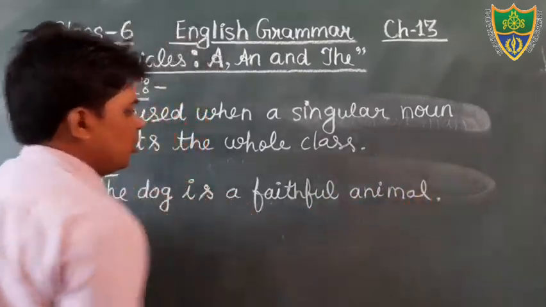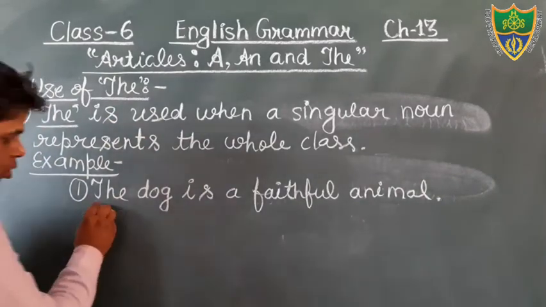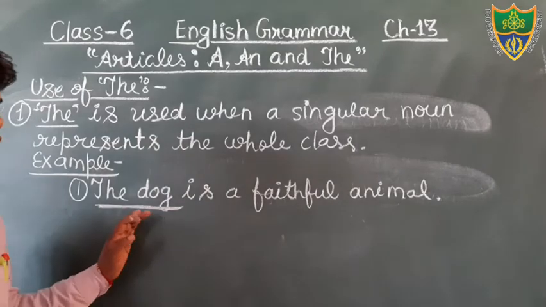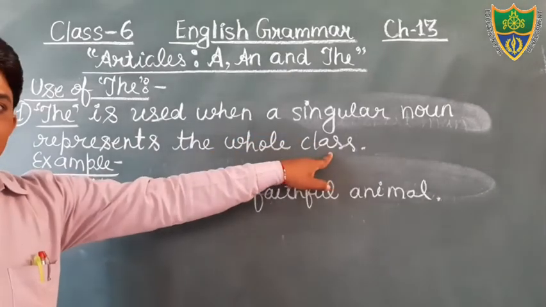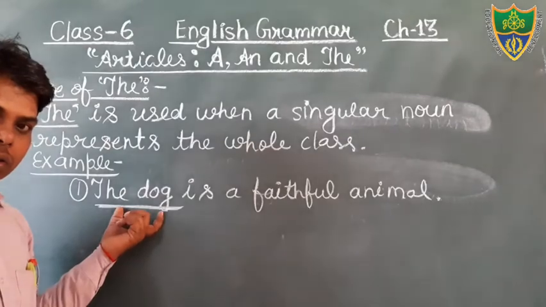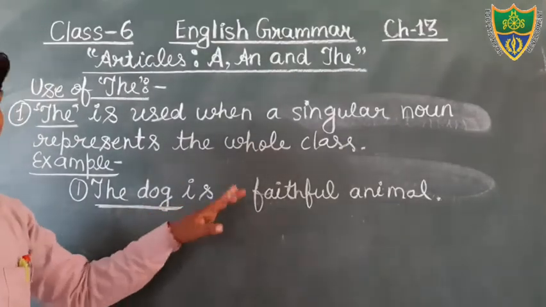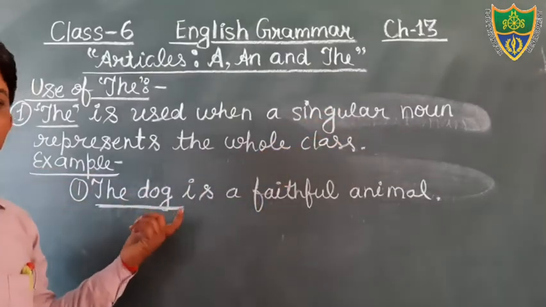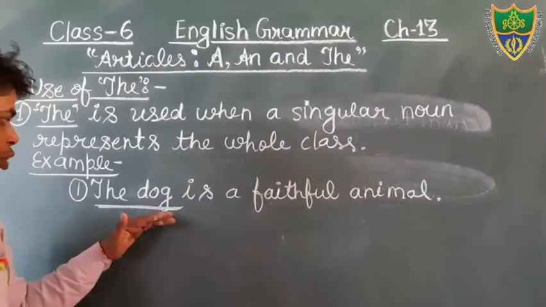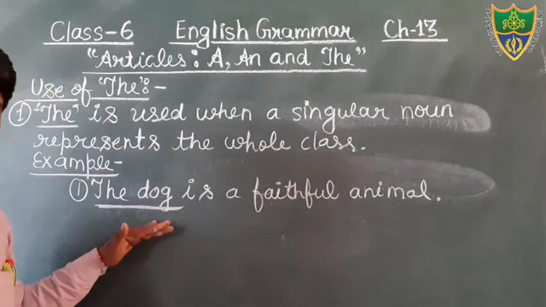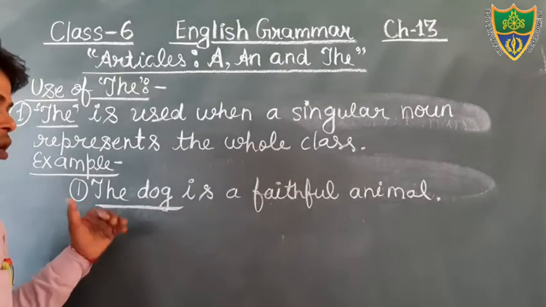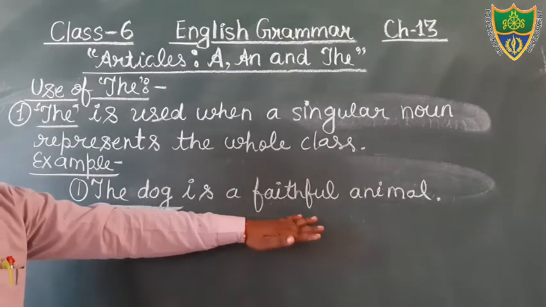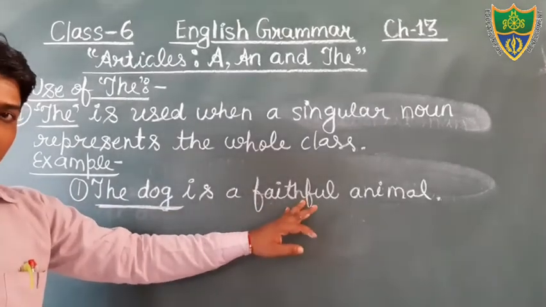Okay students, just see. Here the word dog denotes the whole class, the community of dogs. Therefore, we will use the article the before the singular noun. The word dog is a singular noun, and we are using the article the just before it, because it represents the whole class of the animal that is faithful.